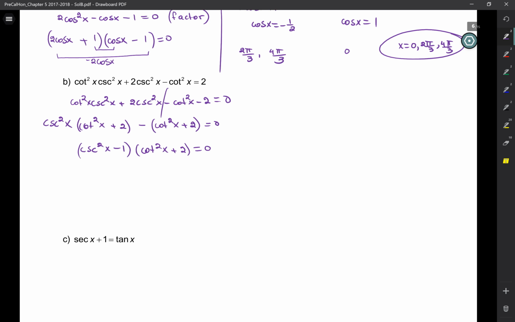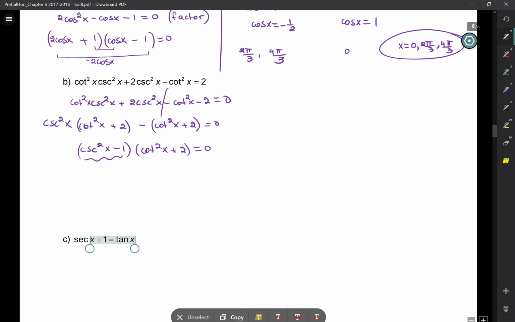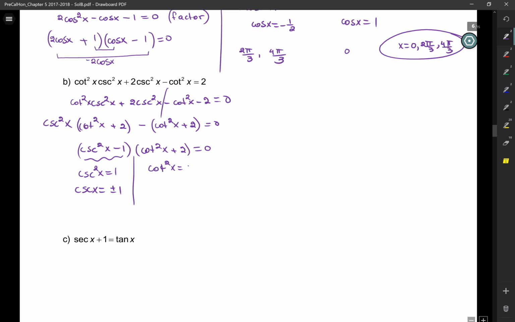So for that first one, you can say that this is equal to cotangent squared, and you could just set that equal to 0, or you could just leave it the way it is, and you could say cosecant squared x is equal to 1. So cosecant of x is equal to plus or minus 1. Here, cotangent squared x is equal to negative 2. And does that work? No. So from there we get no solution.